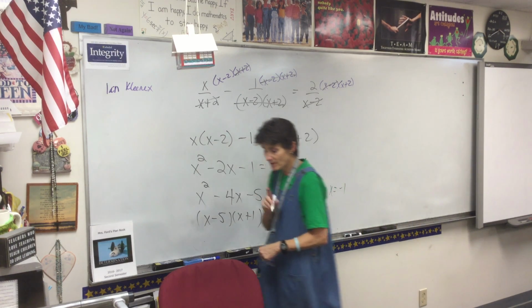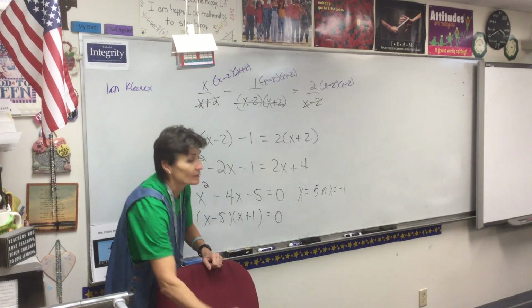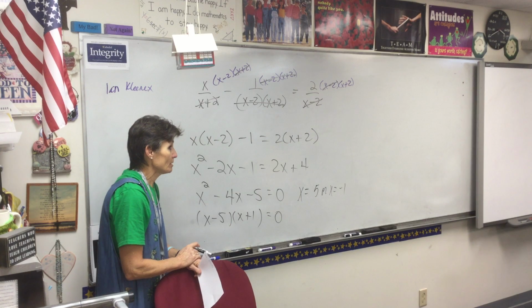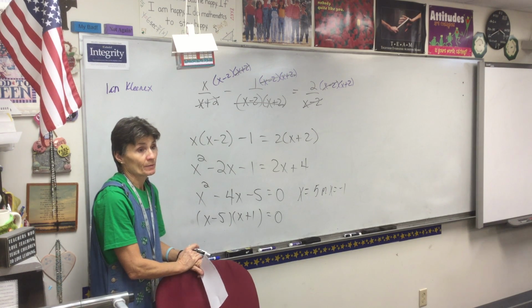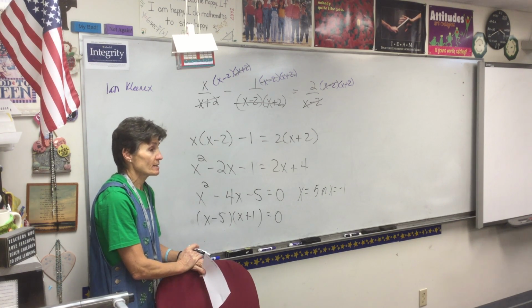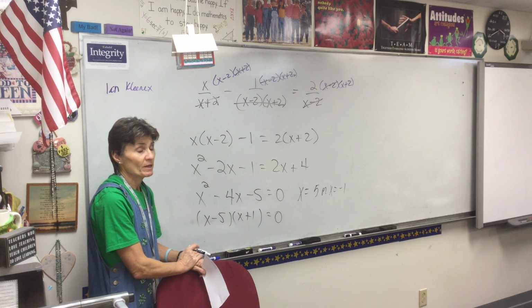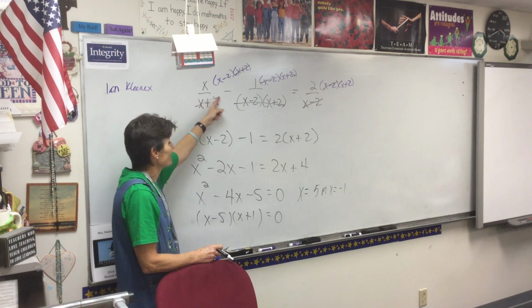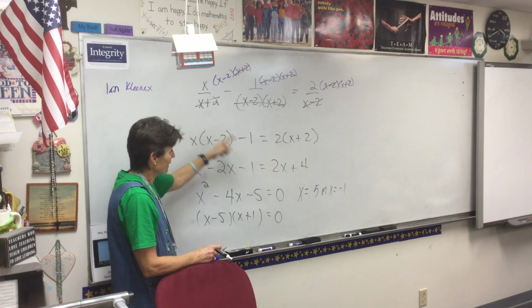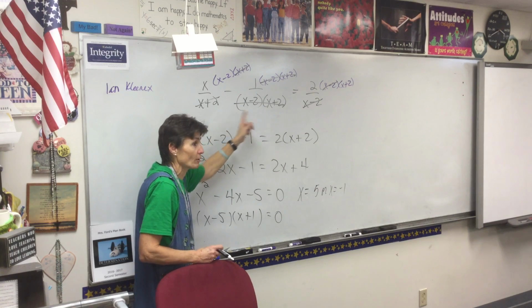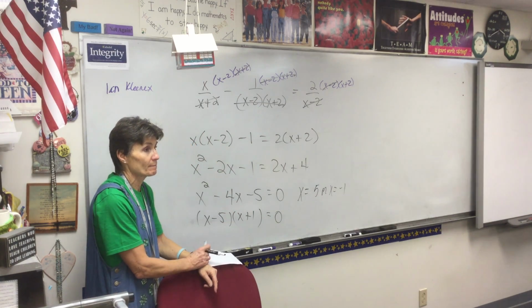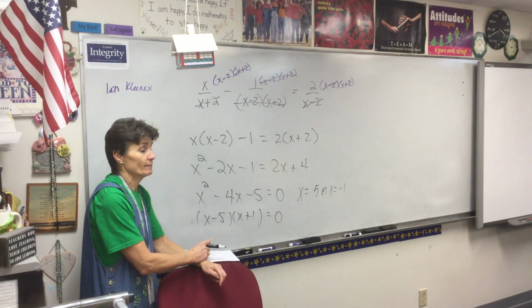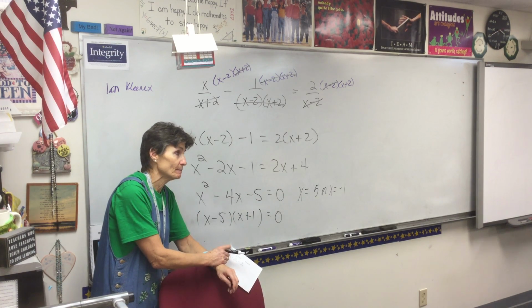And then what's the very last thing we have to do? We have to check to make sure that they're not extraneous. These are not extraneous. These are good answers. When they're extraneous, it means you put it right back in and it makes a 0. And clearly 5 and negative 1 aren't going to make anything 0 in the bottom. It's the bottom we care about, right? So that's our answer. We're done. Anybody have a question about that?